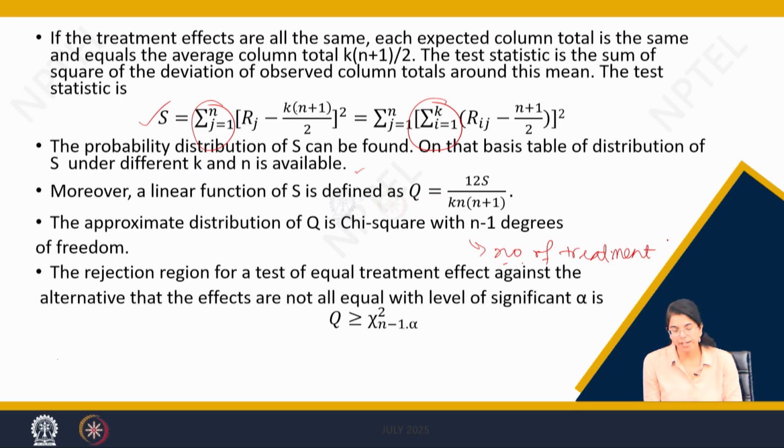Now the rejection region for a test of equal treatment effect against the alternative that the effects are not all equal, with level of significance alpha, is Q greater than or equal to chi-square with n minus 1 degrees of freedom at alpha. So we reject the null hypothesis if your calculated Q exceeds the tabular chi-square value with n minus 1 degrees of freedom. Clear?